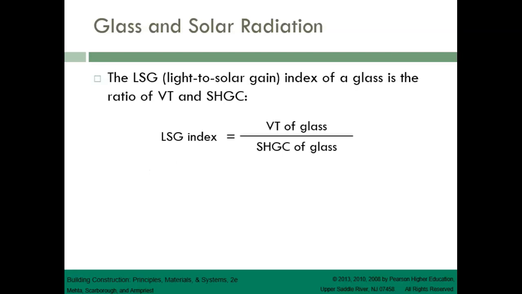Because transparency is the primary reason for using glass in buildings, another important property of glass is its ability to transmit light. Visible transmittance is defined as the percentage of visible part of solar radiation transmitted through glass. The light to solar gain index of a glass is the ratio of visible transmittance and solar heat gain coefficient.